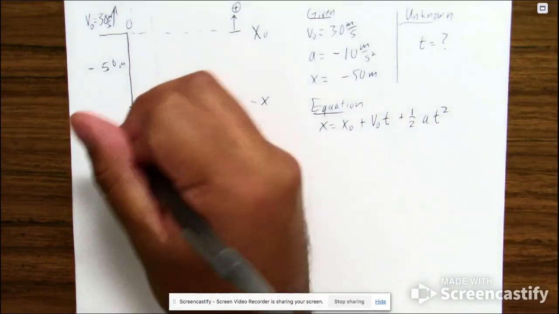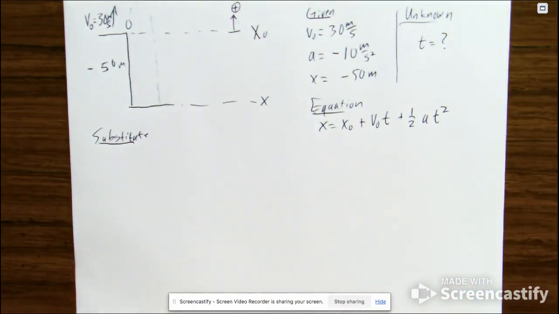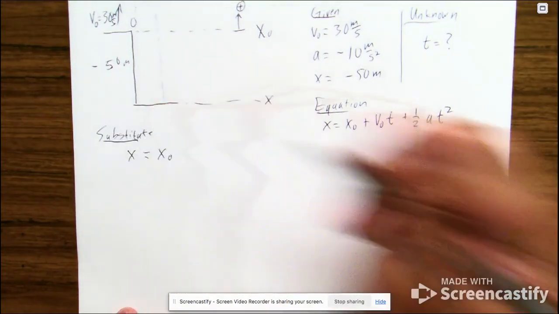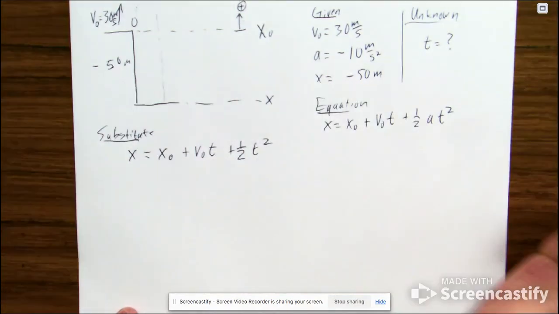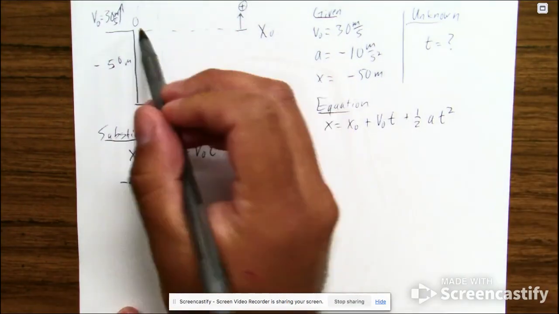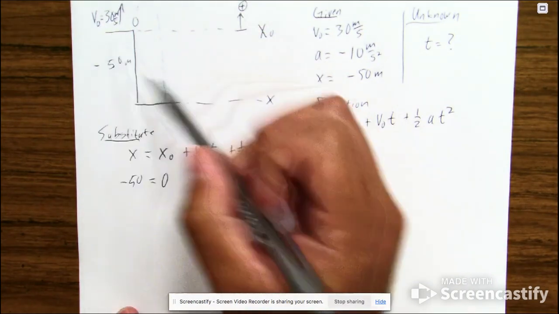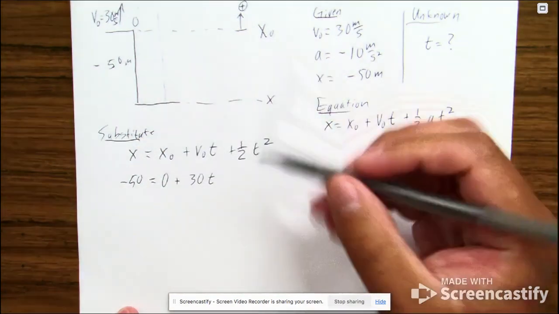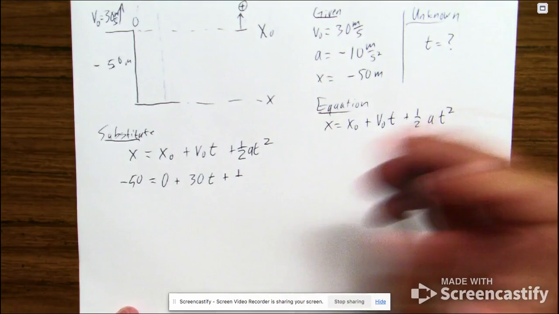Now, substitute and solve. You'll notice I'm not doing this on the worksheet because I'm going to need the space. If you want to do this on a separate sheet of paper, that's great. I'll rewrite my equation one more time so it's easy to follow along, and one by one I'll start substituting. My final position is negative 50 equals my initial position, which I called 0, plus my initial velocity, which is positive 30. I'm leaving out the units so I don't get lost, and that's okay. Plus 1/2 a t squared.